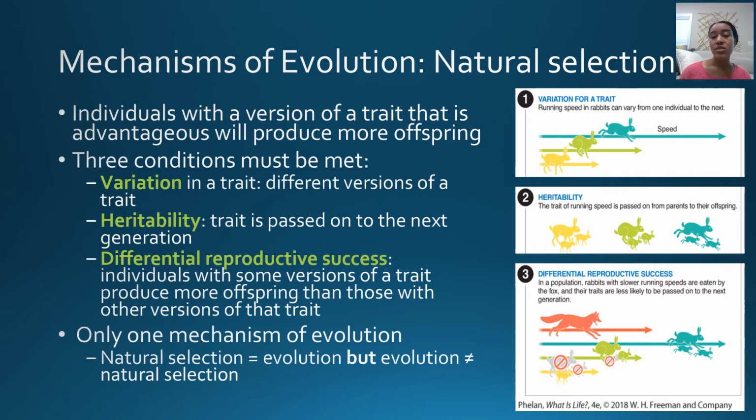So one common misconception is that evolution is natural selection. That is not true. Natural selection is one form of evolution, but we have just talked about 3 other mechanisms by which evolution can occur. Natural selection is just one of these mechanisms.